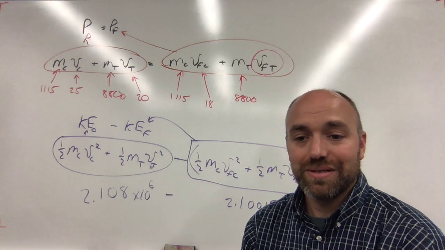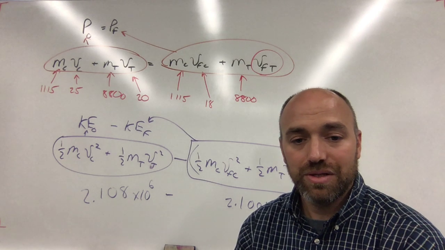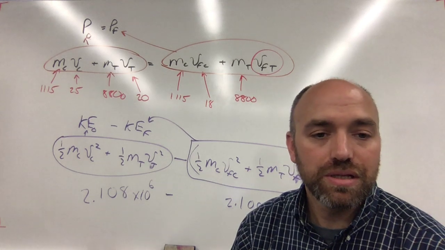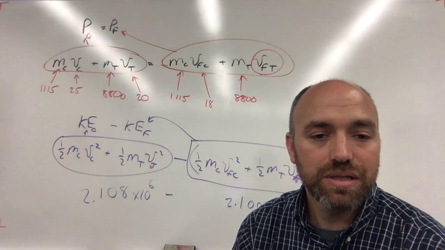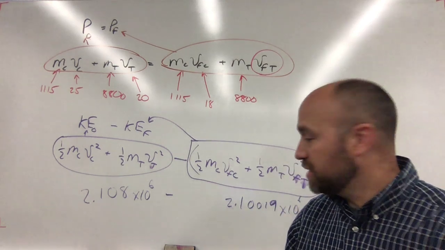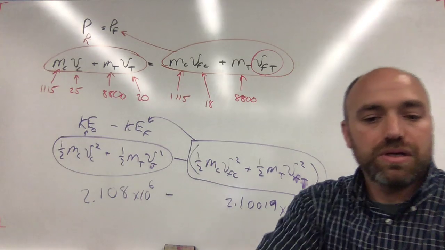It's still wrong, but I used up all my chances. Now I don't have any more chances left. What did you get? I put 78.10. Why did you get 78? When I subtract this number from this number. Yeah, that's what I did.